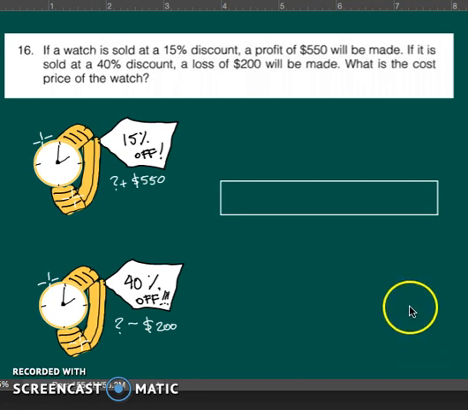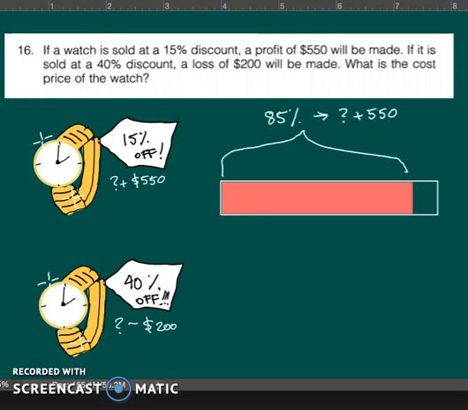So in the first case, we're saying if the watch is sold at a 15% discount, also known as 85% of the original price, a profit of $550 will be made. So if it is sold for 85% of the original price, someone is buying it for the cost price plus $550. We don't know what the cost price is yet.